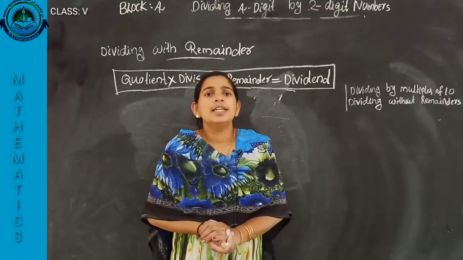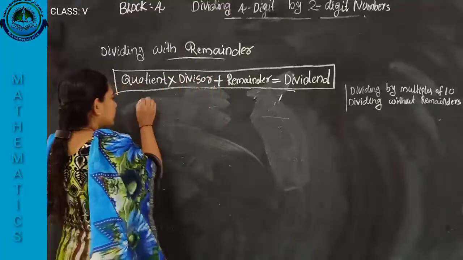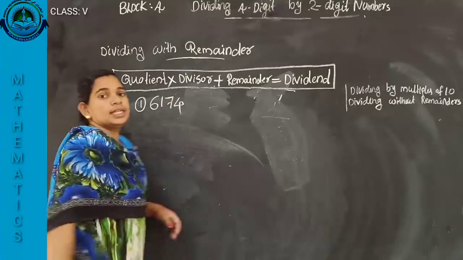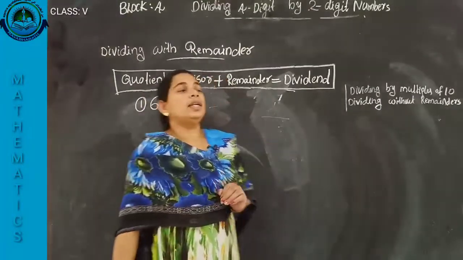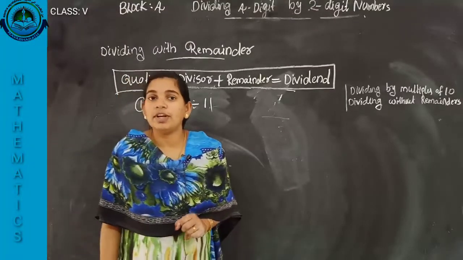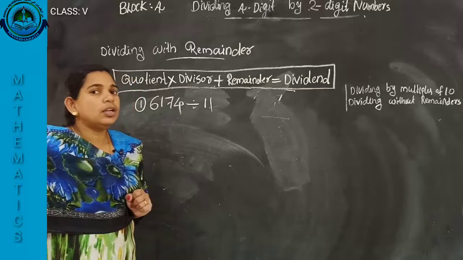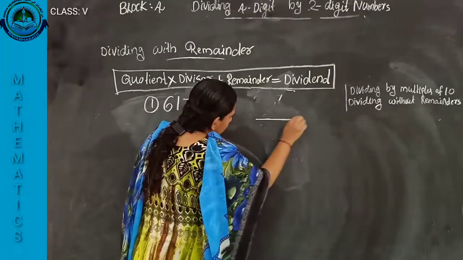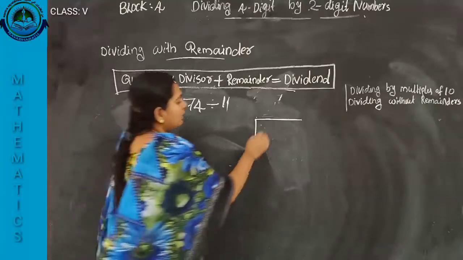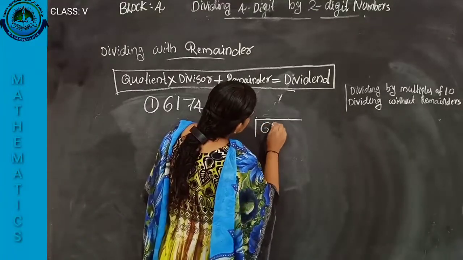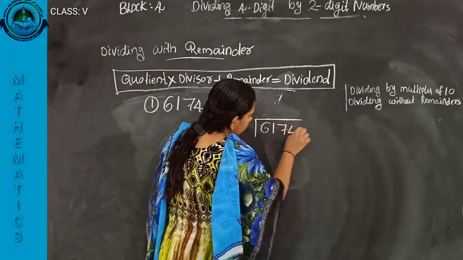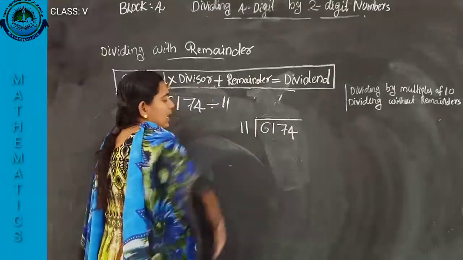Are you ready? First question. 6,174 divided by 11. Long division method. First we draw the long division. Inside we write the dividend. What is the dividend here? 6,174. What is the divisor here? We write 11 outside.